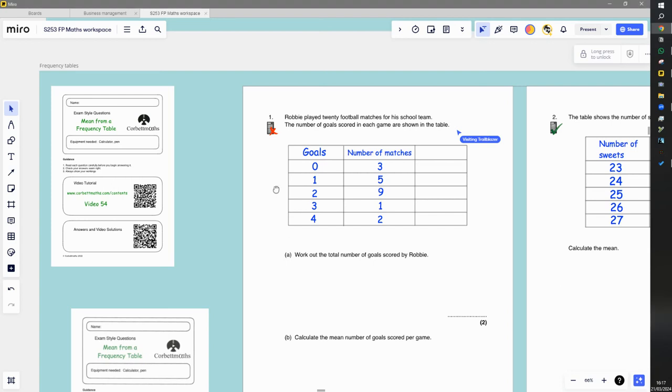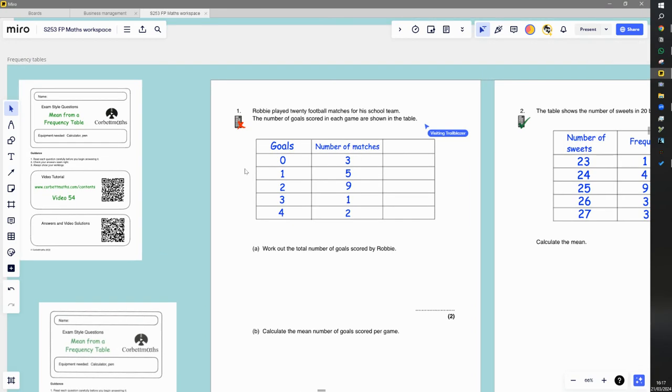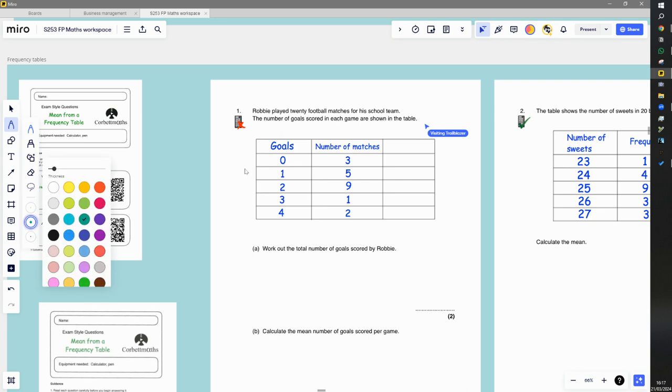So I'm going to try to explain how frequency tables work when we're trying to calculate the mean. Let's say we're trying to calculate the mean number of goals scored by Robbie. It tells me that for three of the matches, he scored 0 goals. For 5 matches, he scored 1 goal, and so on.